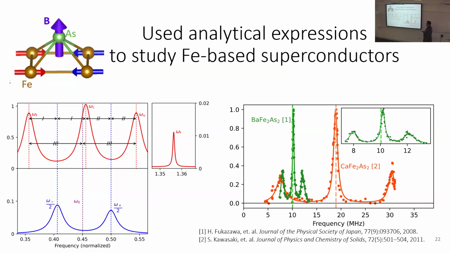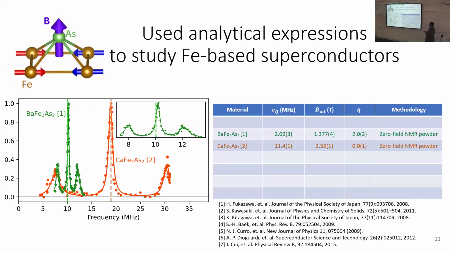We can now see the analysis. We can see how this is mapped onto a real experimental spectrum. And so on the right side here, I have powder sample data of 0 field NMR done for barium iron 2 arsenic 2 and calcium iron 2 arsenic 2. And you can immediately see that these 3 peaks here correspond to the central and the lower and upper satellite transition frequencies. This is data that I got from literature, and I fitted them myself.